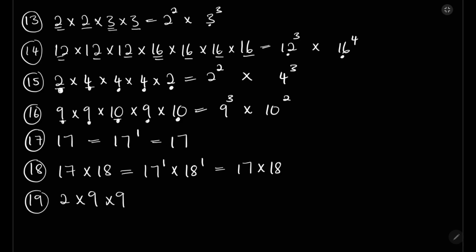What if we had 2 times 9 times 9? This will be, we write down our base, which is 2. We also have a times 9. How many times does 2 appear? We have 1, so that's just 2 to the power 1. But you don't need to write down that 1. It's just 2. Times 9. How many times does 9 appear? 1, 2. So this is 9 to the power 2.